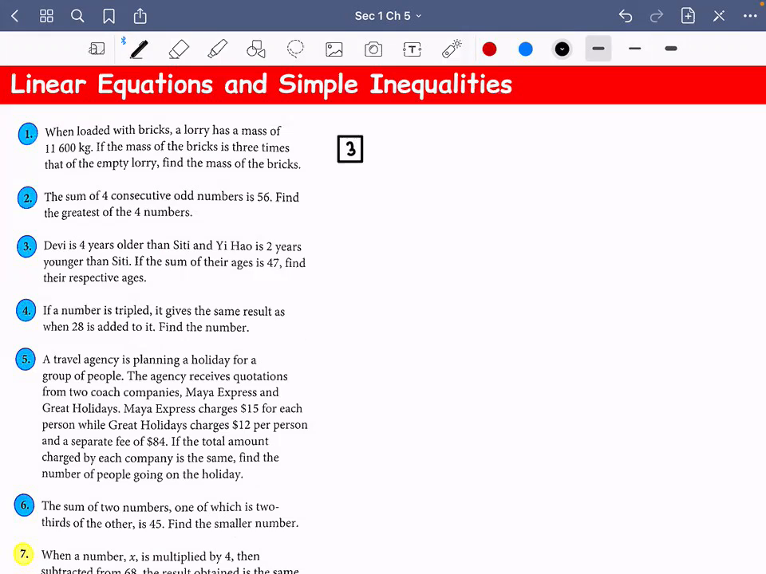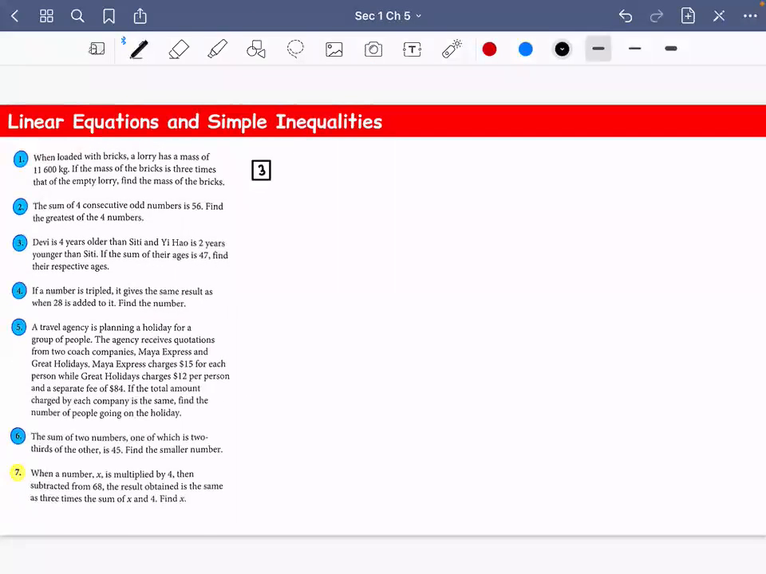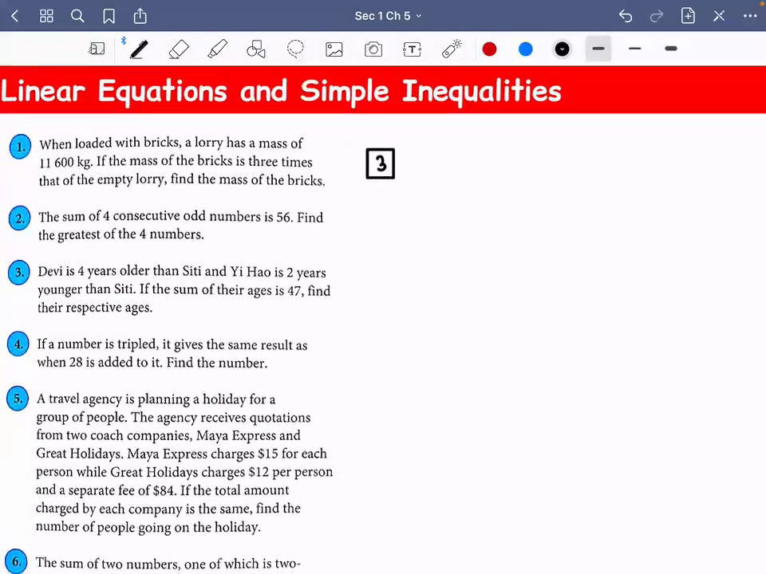So number 3. Devi is 4 years older than Siti, and Yihao is 2 years younger than Siti. If the sum of their ages is 47, find their respective ages. Okay, so let's list them down. So we have Devi, Siti, and Yihao.